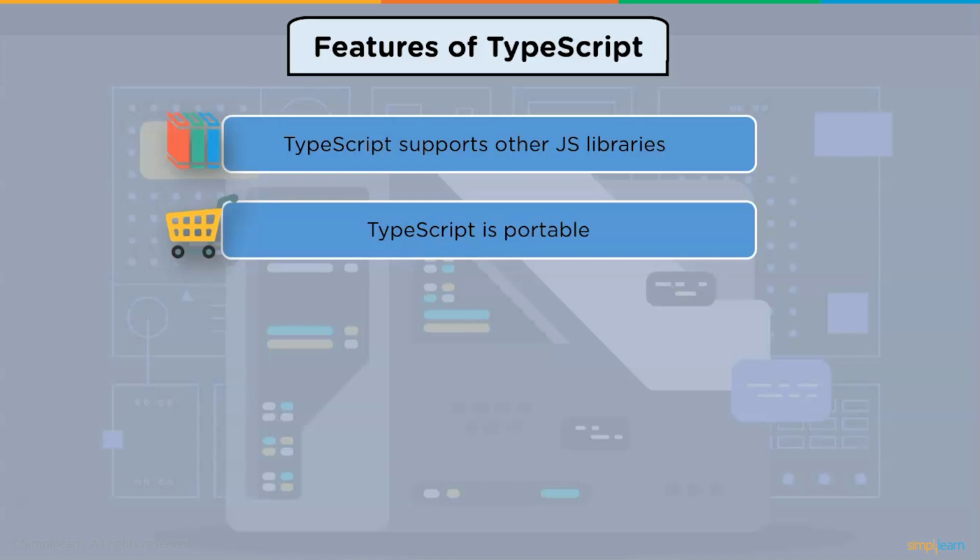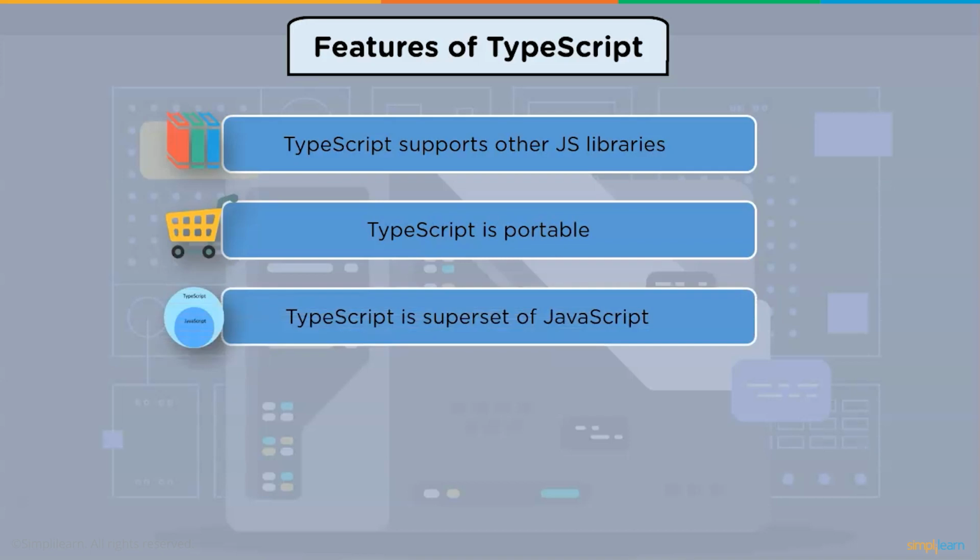TypeScript, unlike its competitors, does not require a dedicated virtual machine or a specific runtime environment to run. TypeScript is a superset of JavaScript. It's a strong syntactical superset of JavaScript with the addition of optional static typing. TypeScript is a large-scale application development language that transcompiles to JavaScript. Existing JavaScript programs are also valid TypeScript programs because TypeScript is a superset of JavaScript.